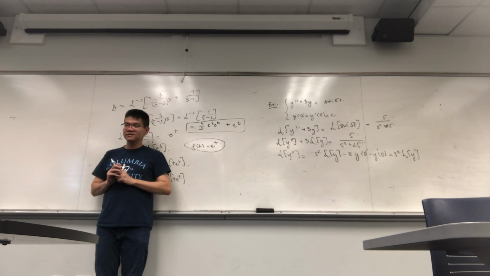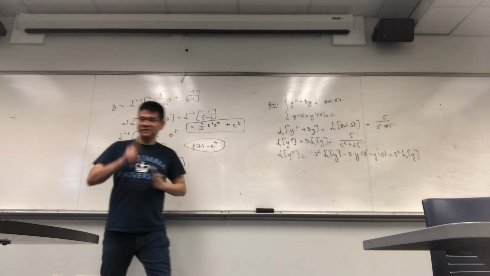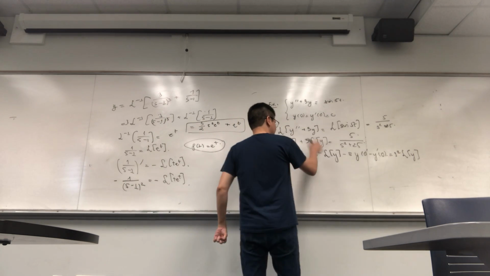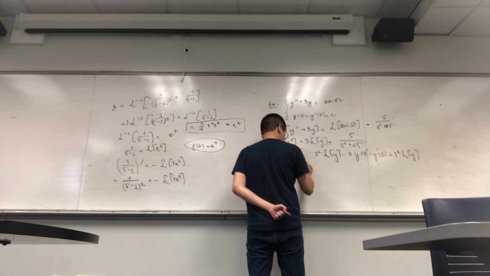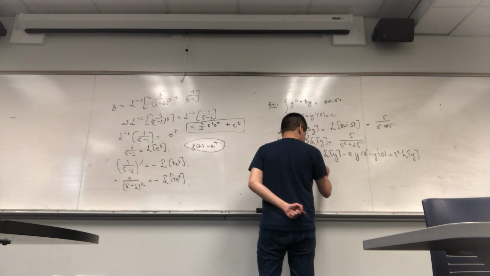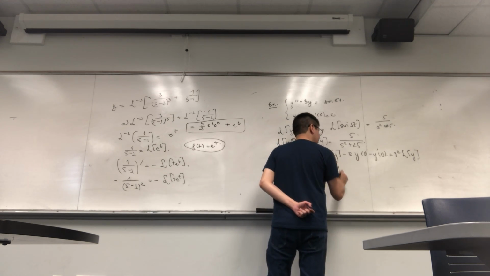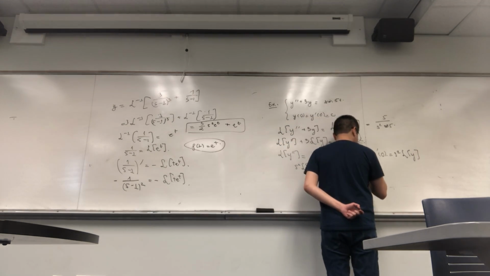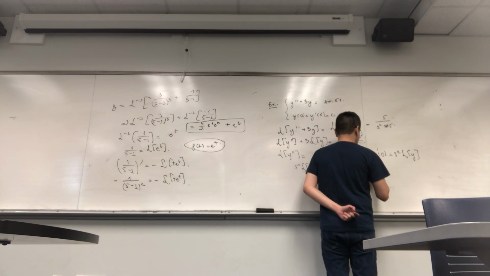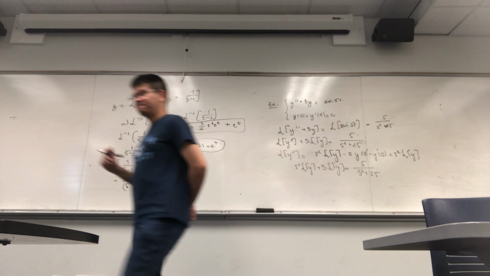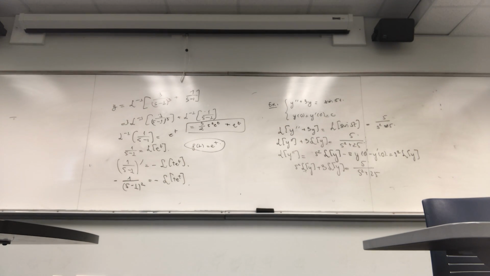Yes? You plug back into the original equation? So I plug everything back into the equation. I get s squared Laplace transform of y plus 3 Laplace transform of y, and this is equal to 5 over s squared plus 25. Right? So what is the next step?